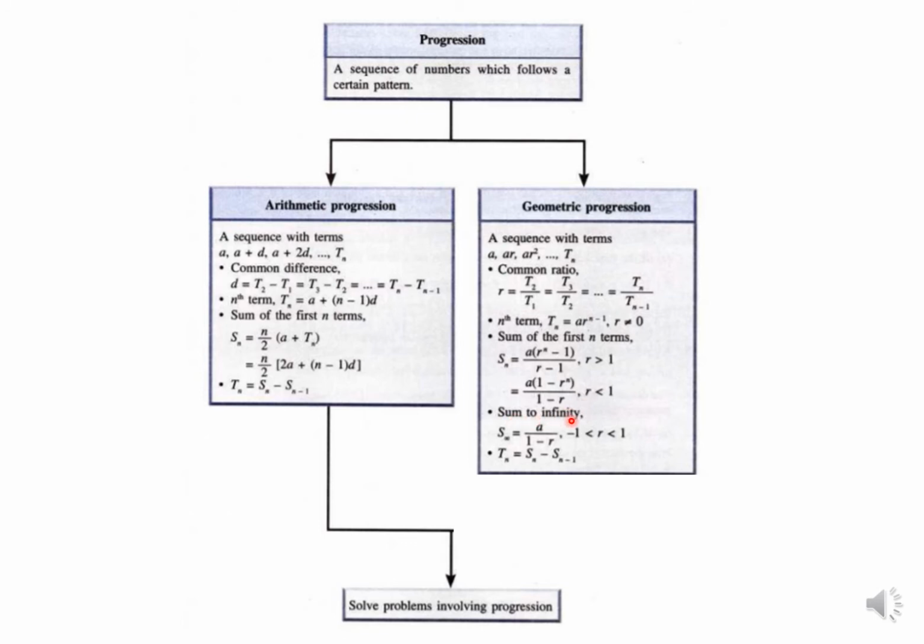For sum to infinity, S infinity is given by A over 1 minus R, and R is in between -1 and 1. Whereas Tn equals Sn minus Sn minus 1. Once you have mastered the basics of geometric progression, you should be able to solve the problems given.